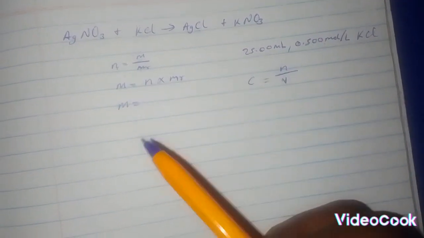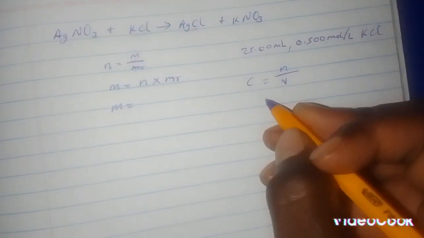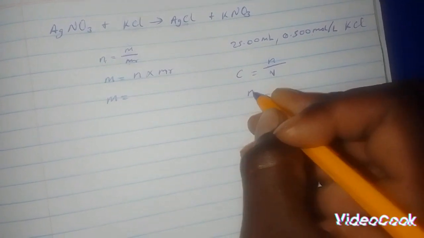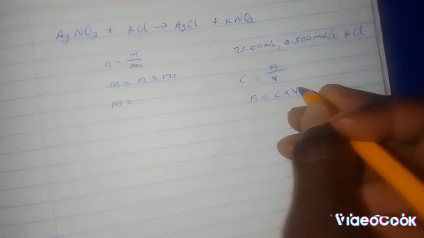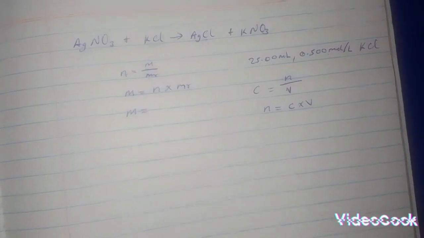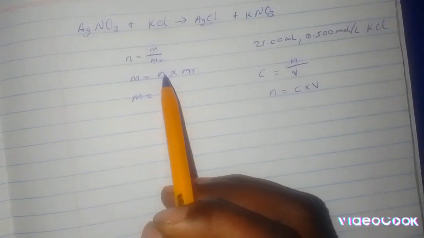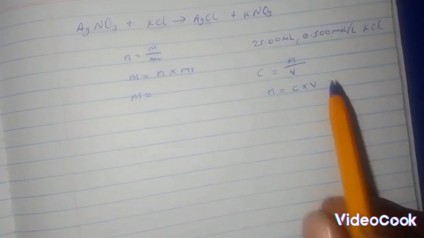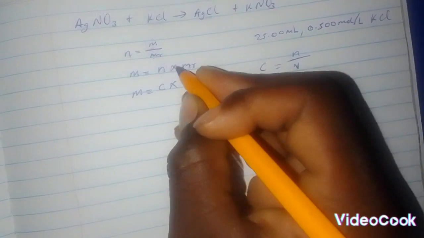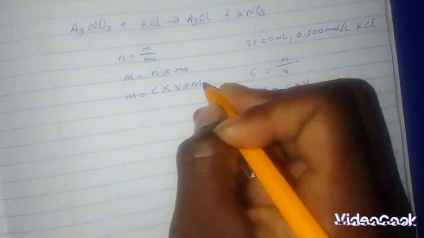Therefore, we can make this the subject of the formula. So we cross multiply, and N will be equal to concentration multiplied by volume. Since the number of moles here is the same as the number of moles here, we replace the number of moles by concentration multiplied by volume. Therefore, our equation will be concentration times volume, then times the molar mass.